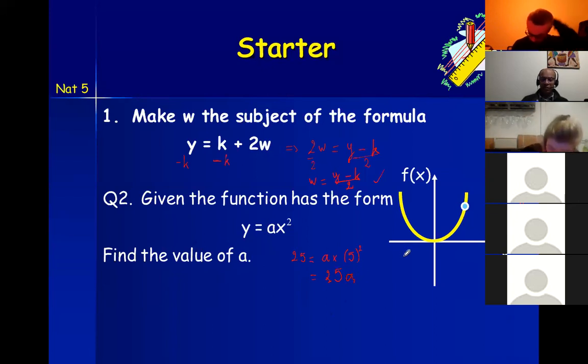So what do you think a is going to be? What do we do to get rid of that 25? Divide it by 5. Divide both sides? Yeah, so 5. To get rid of the 25, it's a times 25, so the opposite of times is dividing, so divide by 25. So what's 25 divided by 25? 1. There you go, so a equals 1. Remember that this time.